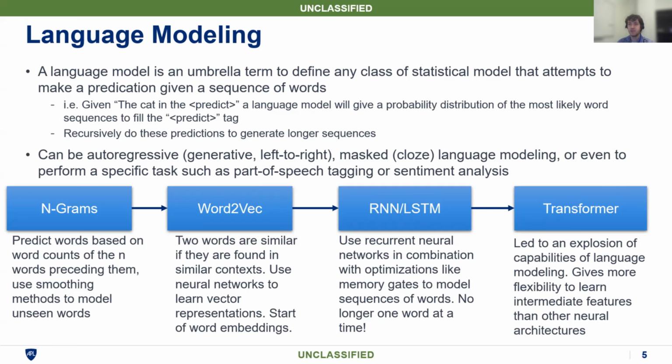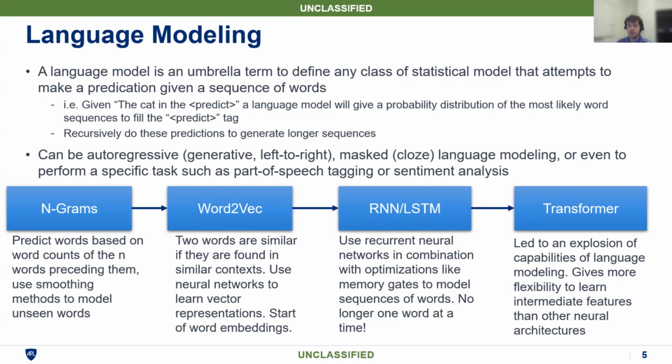Up until 2017, even into later times, and even somewhat today, you can have a lot of success using recurrent neural networks and long short-term memory units and gated recurrent units. They're pretty good at doing sequences. But the big model that most of the big language models today are built around is the transformer. And it really led to an explosion of capabilities of language modeling.